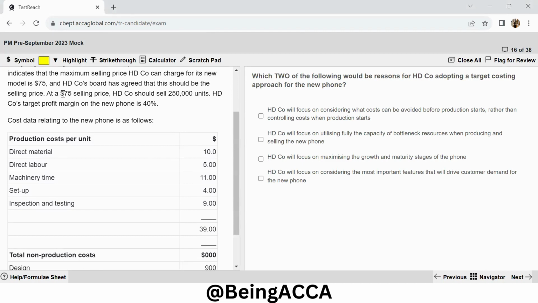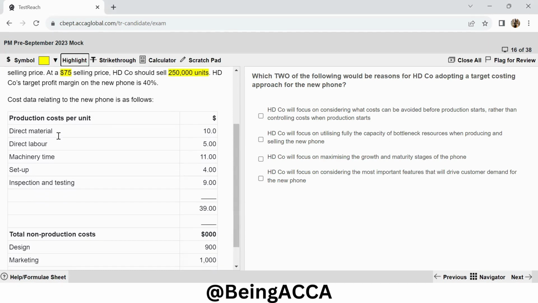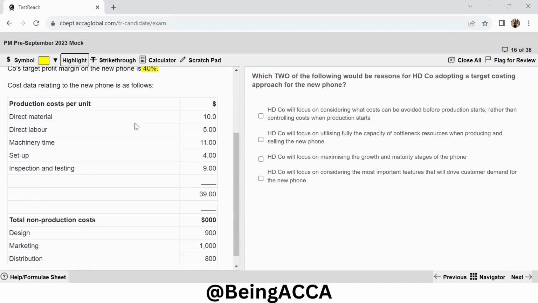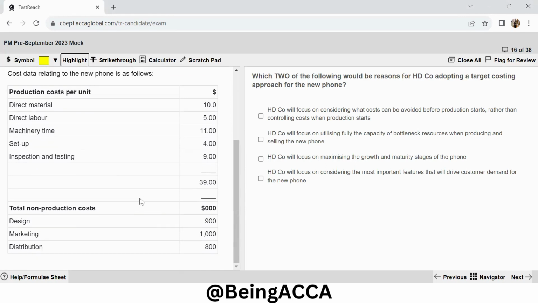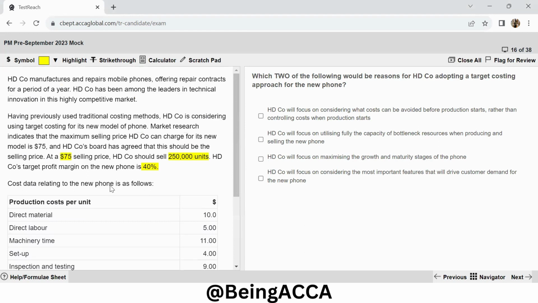Okay, so this is the selling price that they have agreed to. This is the number of units that they will be selling in total. HD company's target profit margin on the new phone is 40%. So this is their profit margin that they are targeting. Then we have the production costs, we have the non-production costs. All right. Now we have gone over the scenario. Now let's read the requirement.